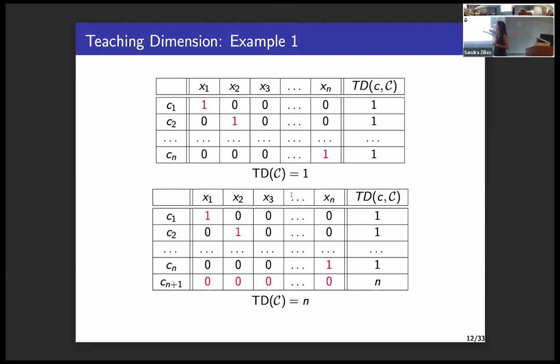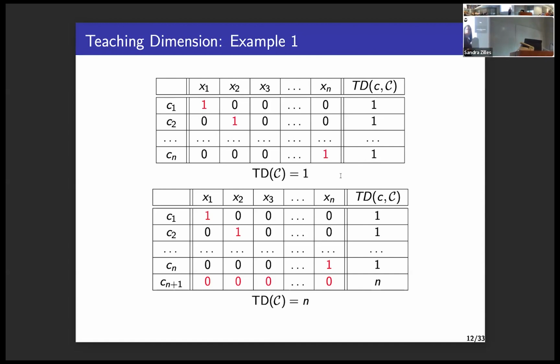Here's a very simple example. Look at the top table first, please. Here we have each column representing an element of that instance space X, and each row is a concept. And a 1 entry now means, for example, C1 contains X1, but none of the others. C2 contains only X2, and so on. So here we have all the singleton sets. Now, if I want to teach, say, C2, how would I do that? Well, I'm going to tell you the concept you have to learn has a label 1 for X2. There is only one concept in this concept class that fulfills this, so you know immediately. So the teaching dimension for each single concept C is 1. So the supremum over a lot of ones is still 1. Therefore, this concept class has teaching dimension 1.